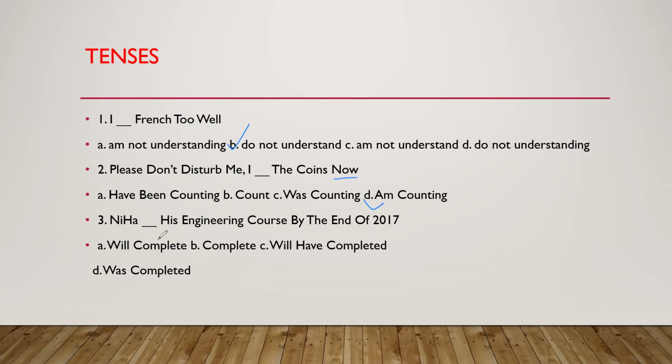So option D is correct. Now let's see. Neha dash his engineering course by the end of 2017. So this is past year. So what we have seen was completed. Neha completed his engineering course by the end of 2017. This is about the different tenses examples. Miscellaneous examples.